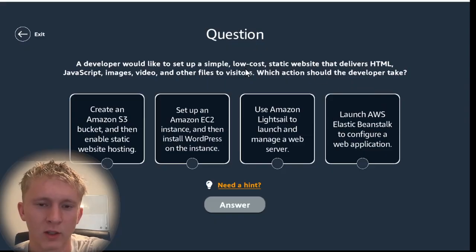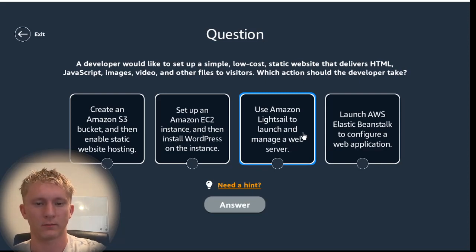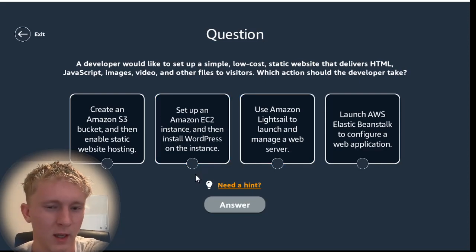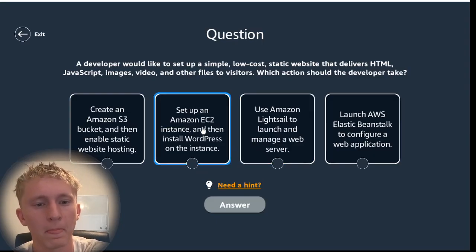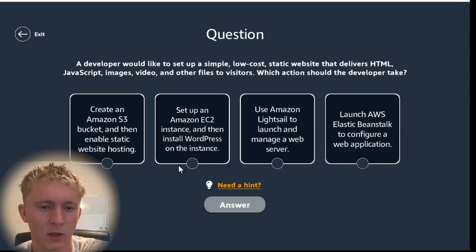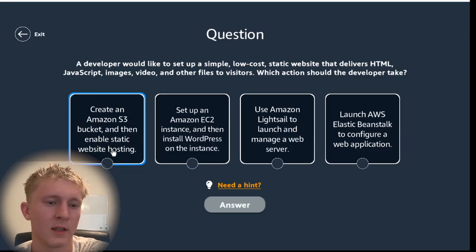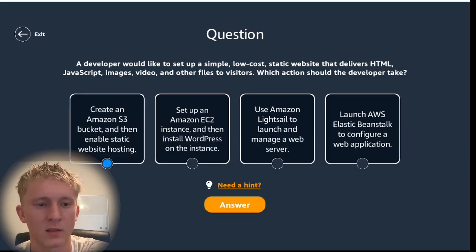All right, first of all, it's not really a web application, it's a static website. So we're not going to use Elastic Beanstalk. Lightsail is used for lightweight tasks, but I'm not so sure on that one. Set up an Amazon EC2 instance and then install WordPress. I've never really heard of installing WordPress. That's probably a thing, but it seems like overkill. I think the correct answer is create an Amazon S3 bucket and then enable static website hosting. That seems to be one of the things they're most proud of when it comes to Amazon S3.